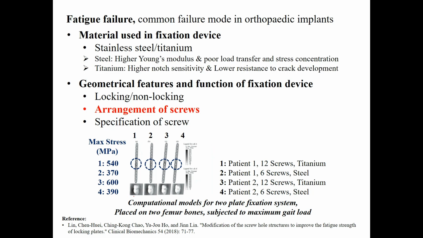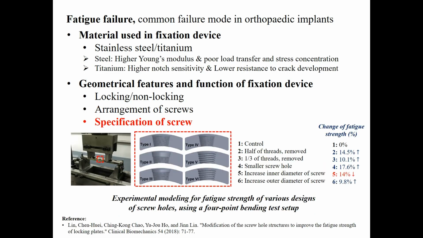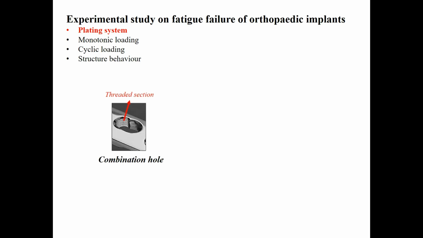It is also shown that the geometrical features of the screw, such as the length of the threaded section, the screw size, and the inner and outer diameter of the screw affect the fatigue strength of the bone implant system. To understand the fatigue behavior of the implant devices, researchers investigated orthopedic implants under cyclic loads through experimental and computational modeling. In an experimental study on the fatigue failure of orthopedic implants, a locking compression plating system with combination holes was tested for failure due to walking.